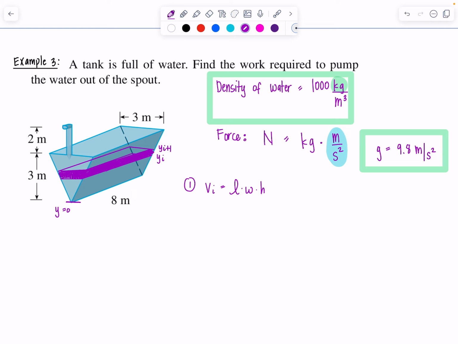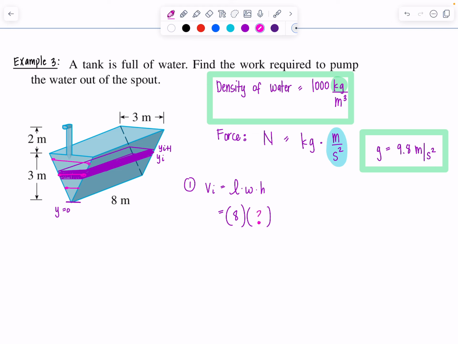Okay, so the length I can see, it's from here to here. No matter where I slice, if I slice here, if I slice here, that length is always going to be 8 meters. So that's 8 times, what's the width? Now this is where it gets a little tricky, because the width at this slice is different than the width at this slice is different than the width at this slice. Can you see that? It's changing.